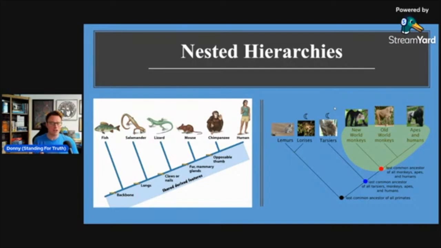I was talking about this earlier, nested hierarchies. And I'll get my mouse here to show everybody. In its most basic forms, a human shares more with a chimpanzee than a human does with a lizard, or a human can be grouped with a chimpanzee in terms of being a primate, if you want to look to taxonomy, and they share more than a salamander or fish.